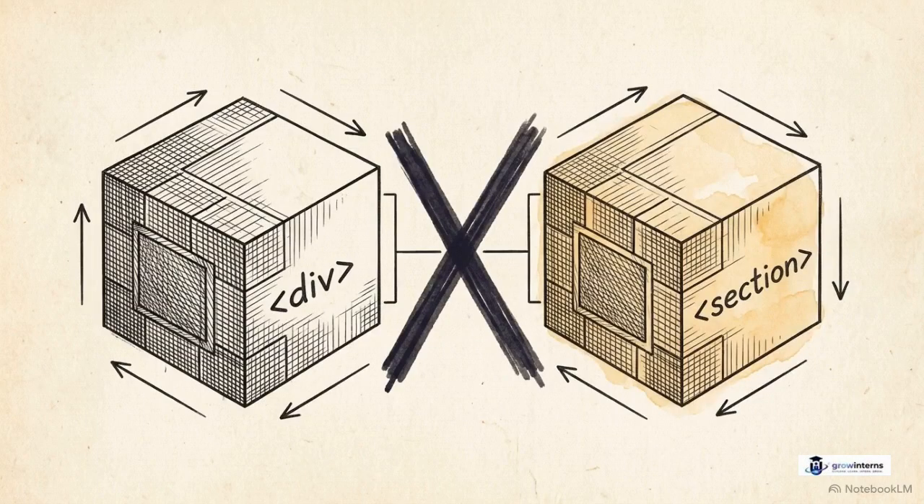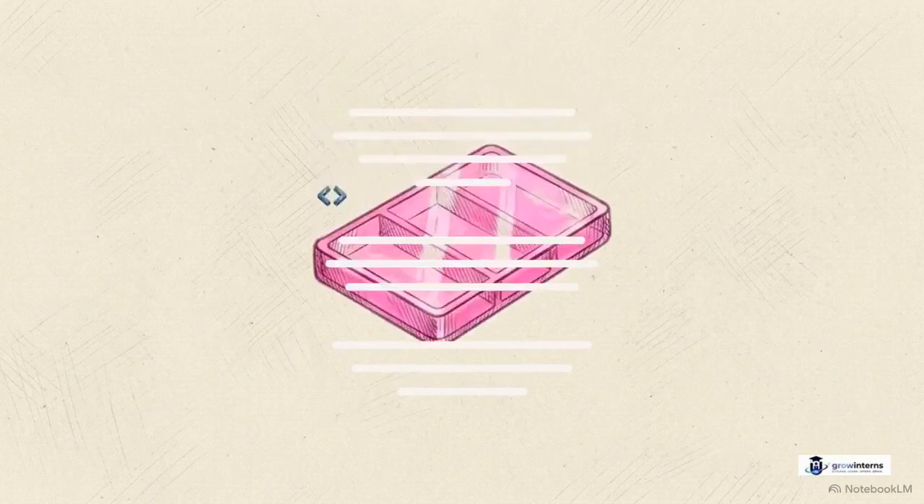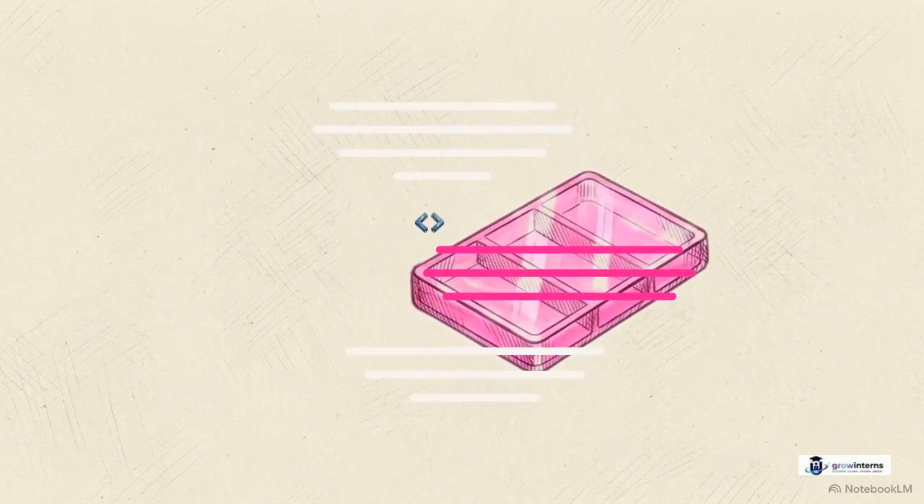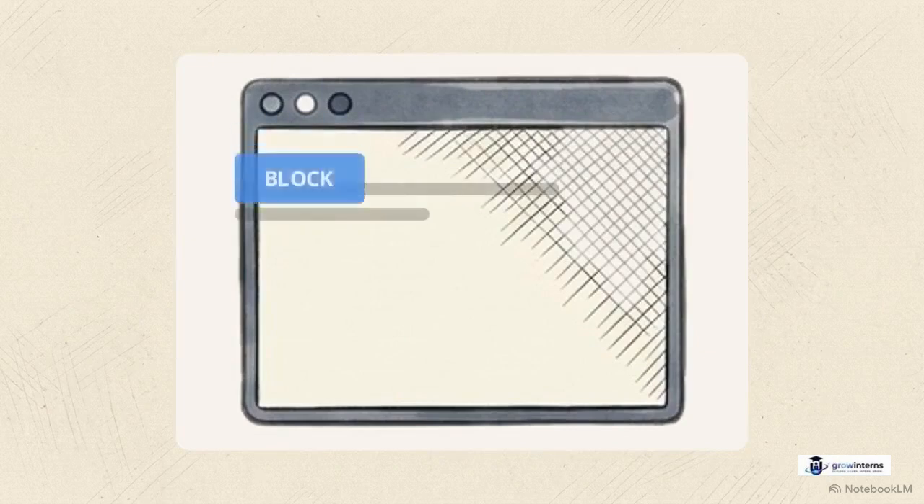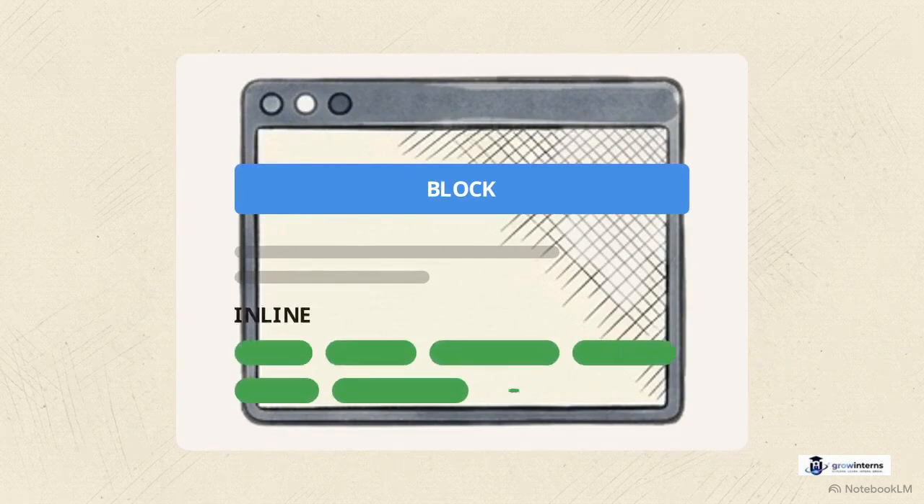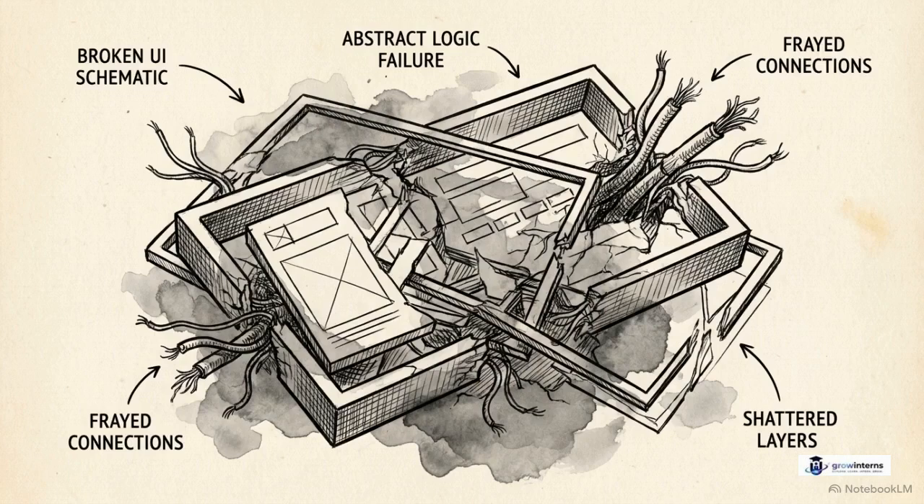We see this clearly when developers arbitrarily swap out generic div wrappers for the HTML5 section tag. They use it as a generic styling hook, rather than grouping thematically related content, polluting the document's outline. In the rush, they failed to distinguish between block HTML elements that take up the full width of a page and inline elements that only take up as much space as they need. This oversight creates cascading layout chaos across the web page.